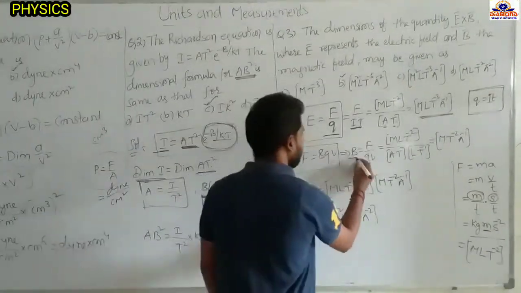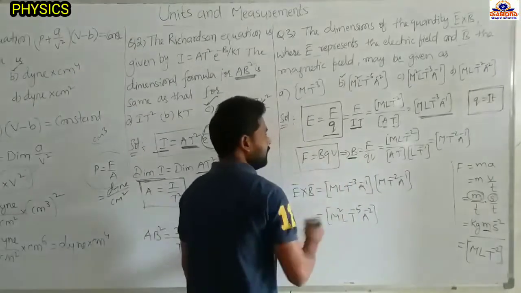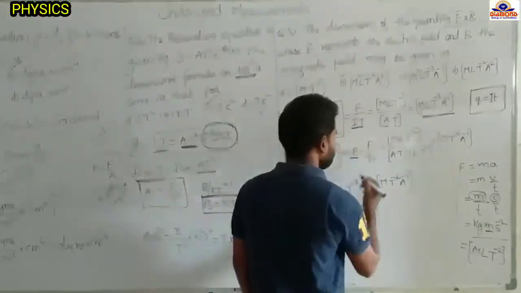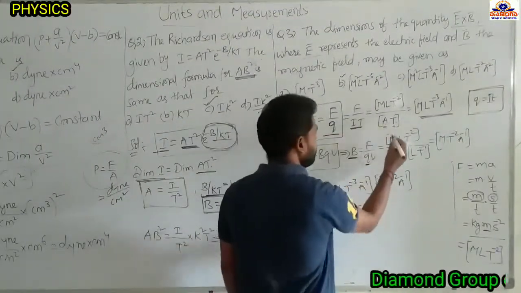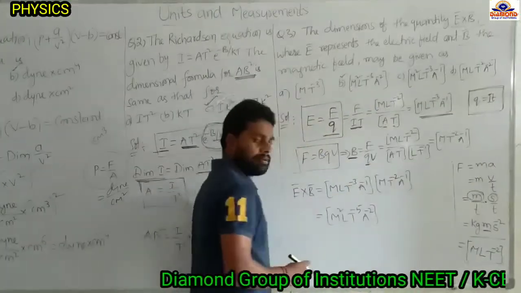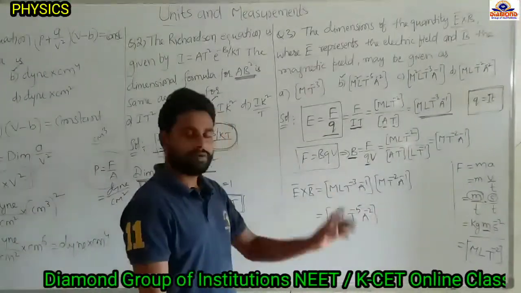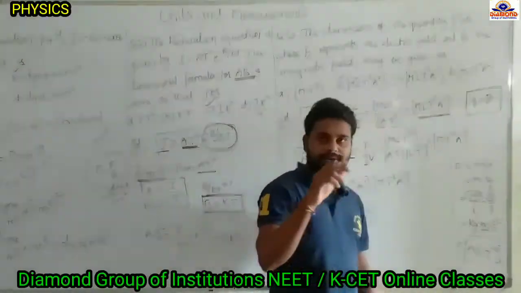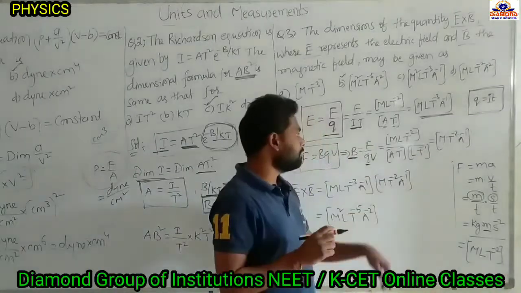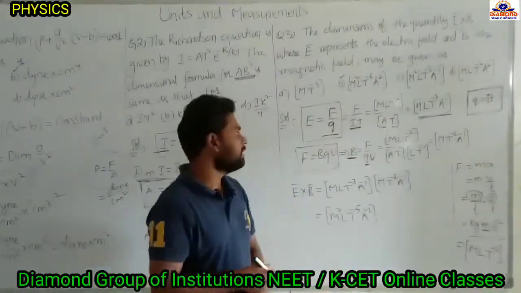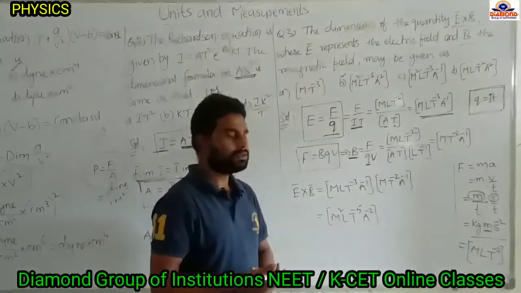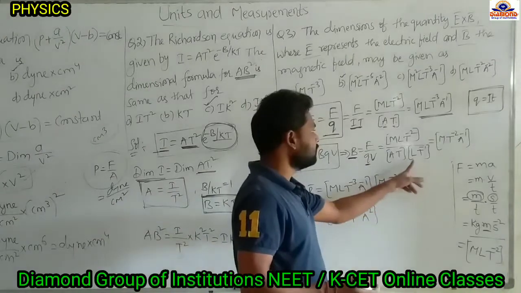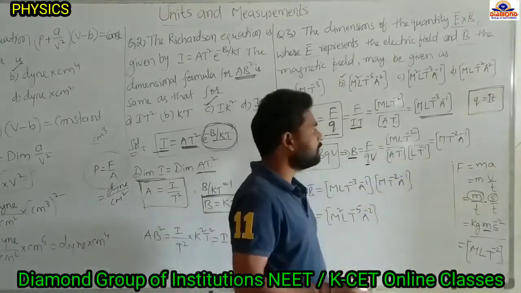Now from this, the magnetic field B equal to F by QV. The dimensional formula of force we already derived, M L T power minus 2. The dimensional formula of charge I also derived, and v is the velocity. The dimensional formula of velocity we also know, L T power minus 1. That means velocity equals displacement per time. The unit of displacement is meters and the unit of time is second. Displacement is nothing but length, so length per time. This is the dimensional formula of the velocity.